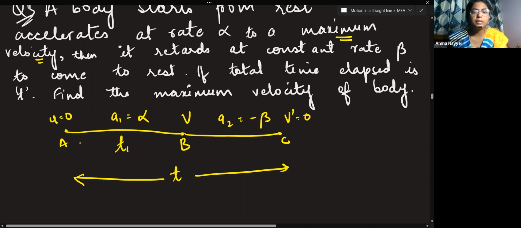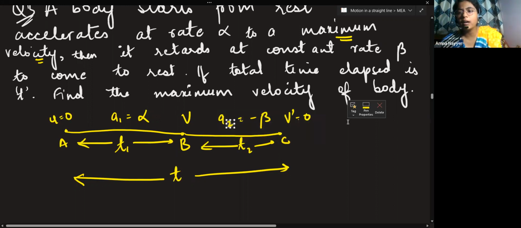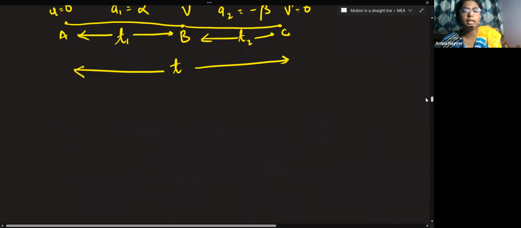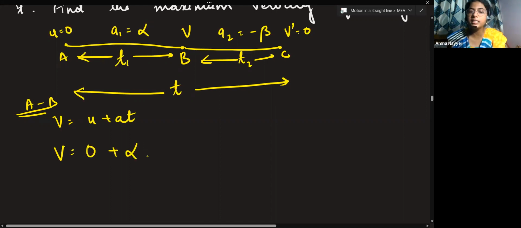Let's say the time is T1 here, and time T2 is here. Fine. V is there, alpha is there, alpha means your acceleration is there, time is there, and 0 is there. So from A to B, if you have to find the value and connect it with velocity, you will use this equation: V is equal to U plus AT. Final velocity for A to B is V, initial is 0, acceleration is alpha, time is T1. So from here, T1 will be equal to V divided by alpha.